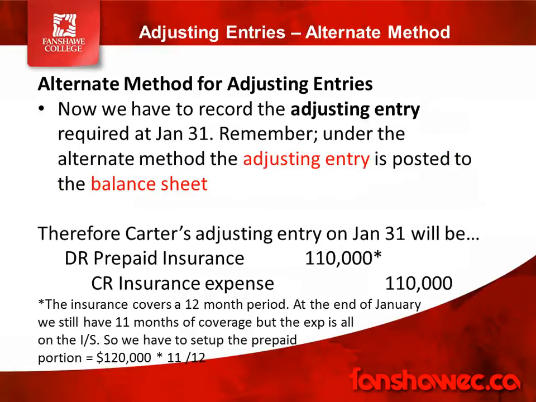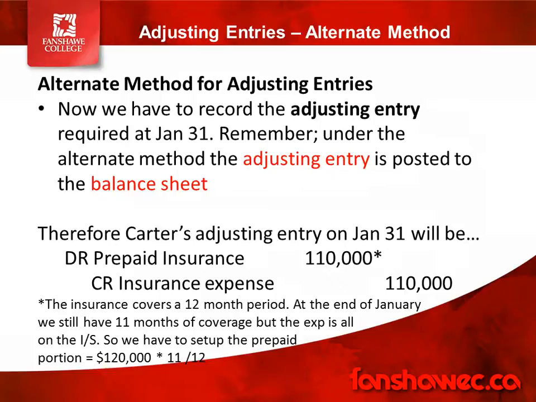Okay, so that's what the adjustment at January 31st does. We need to figure out how much of the total amount paid is actually still prepaid, right? So at January 31st, we have to do an adjusting entry, and because we're using the alternate method, that adjusting entry is going to go to the balance sheet, right?